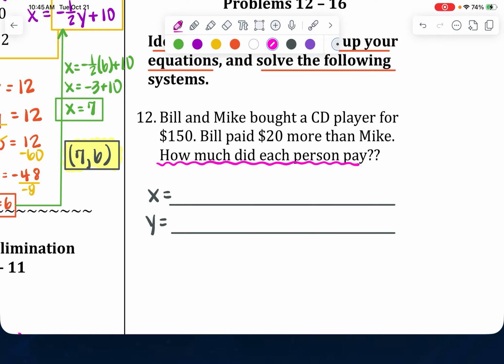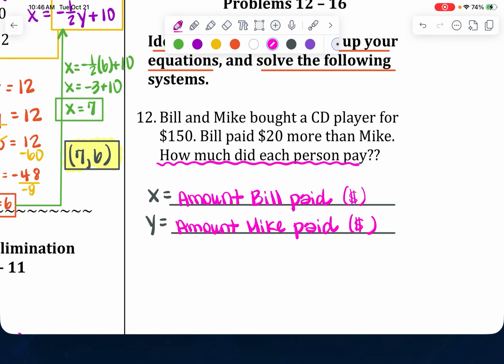So how much did each guy pay? All right, I'm just going to have x be Bill. You can make x Mike if you want. It doesn't matter. So how much did each guy pay? So amount Bill paid, and then amount Mike paid. That's what we're looking for, right? Money, right? So our variables are representing money.